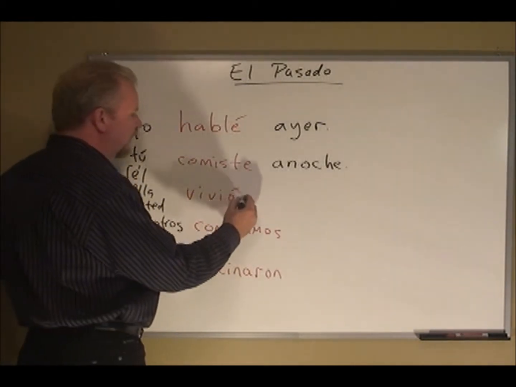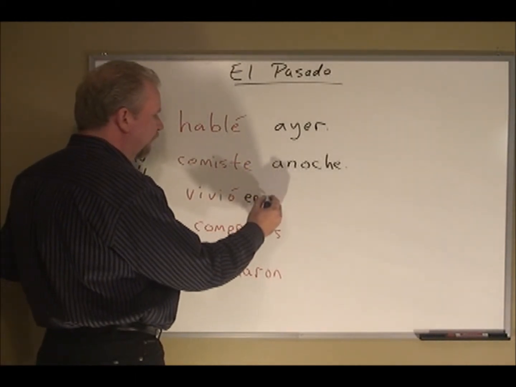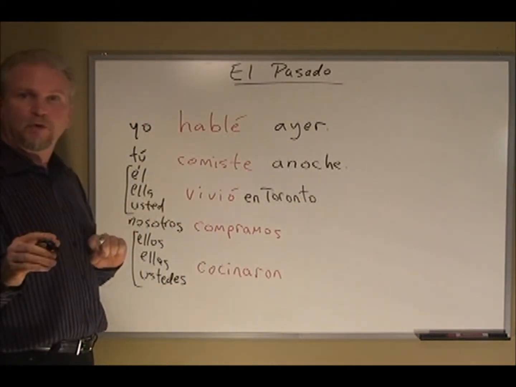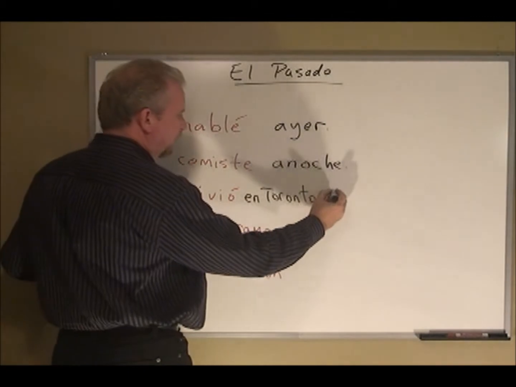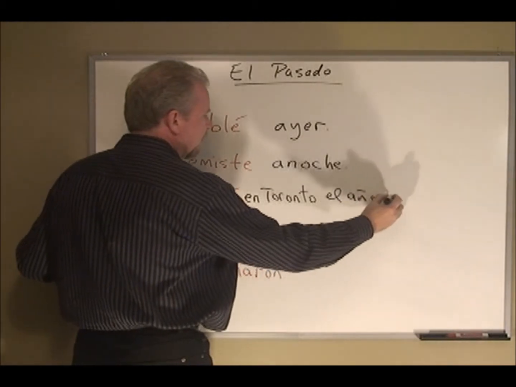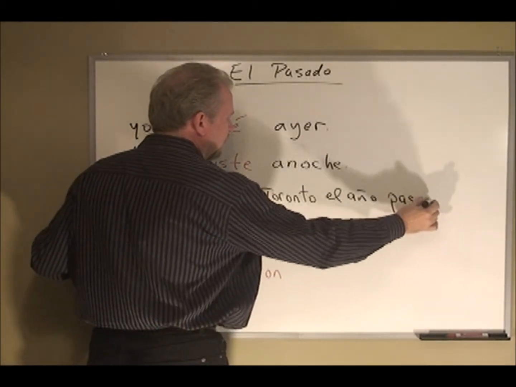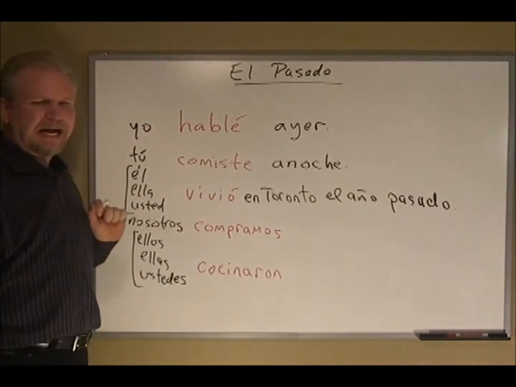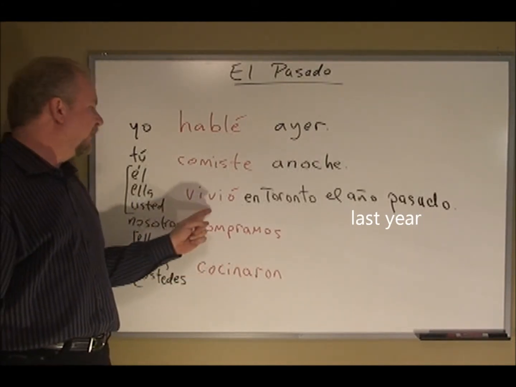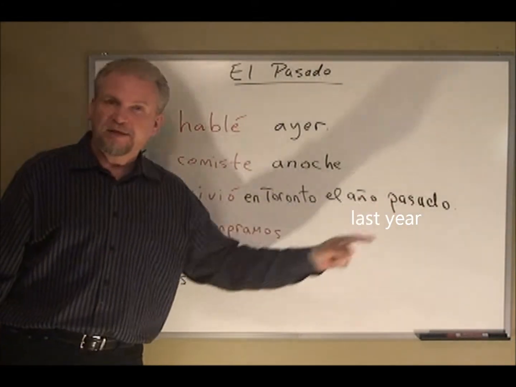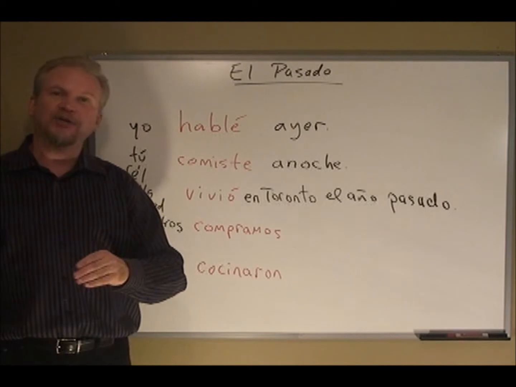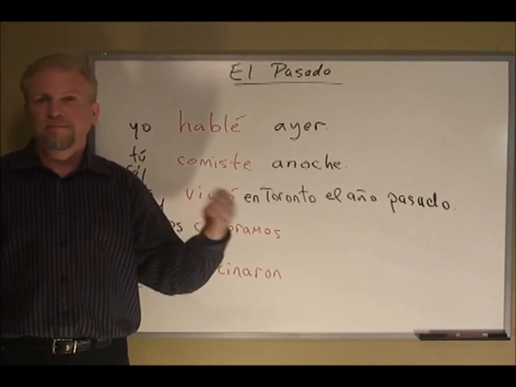Él vivió. Let's just say he lived. Él vivió en Toronto el año pasado, last year. Or in other words, he lived in Toronto the year past. In English you would say last year. Él vivió en Toronto el año pasado, the year past.